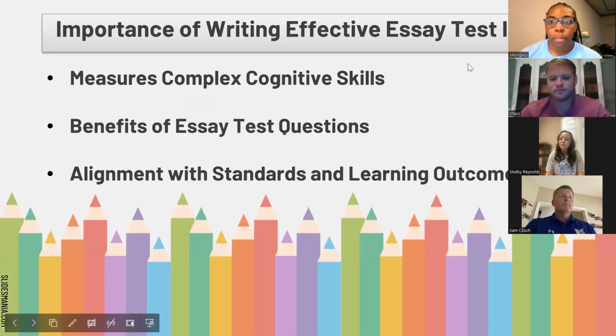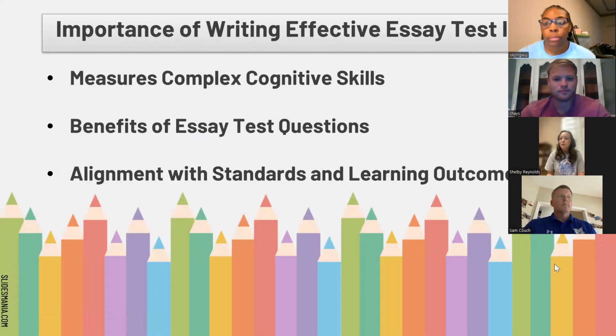Okay, so I'm going to talk first about our first point, the importance of writing effective essay test items. Multiple choice tests and true, false, and matching are easy for teachers to create and to assess, to quickly grade and give feedback, but they don't really measure the complex cognitive skills that students have. And sometimes students are just lucky guessers. So essay test questions are actually a better measure of what students actually know and to determine if they've mastered the concepts or not. It also allows us to challenge students to display the analyze, evaluate, and create cognitive levels on Bloom's taxonomy.